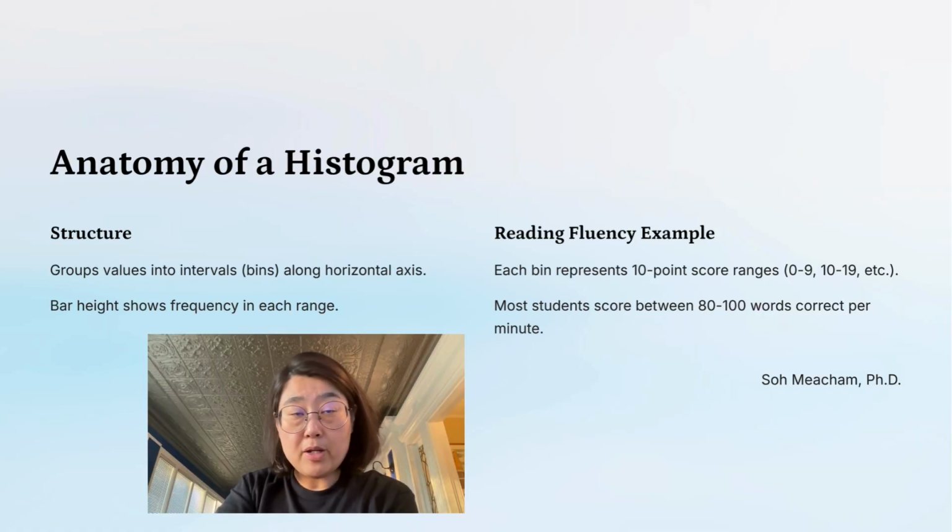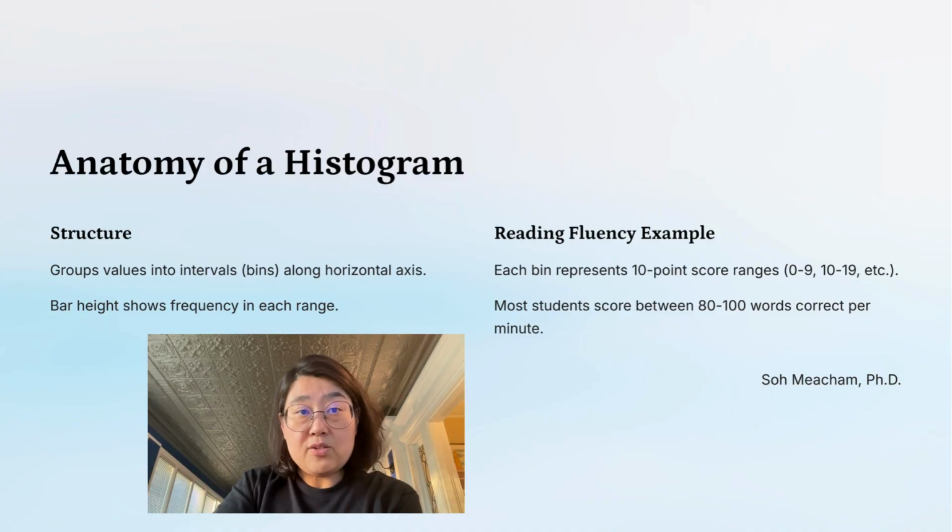A histogram is like a bar graph, but it groups values into intervals or bins along the horizontal axis. In our case, each bin might represent a 10-point score range, like 0 to 9, 10 to 19, and so on. The height of each bar shows how many students fall into the score range. Once the histogram is built, we start to see the story. Maybe most students score between 80 and 100 WCPM, words correct per minute. A few are in the 40 to 60 range, and a handful are scoring above 130.